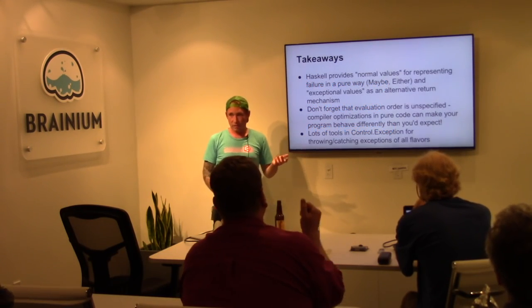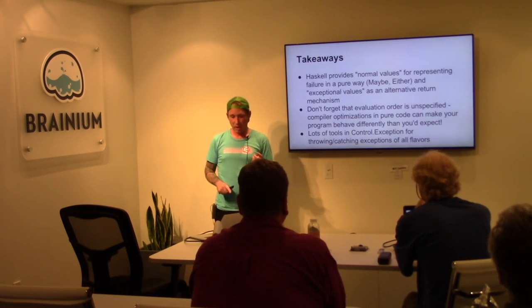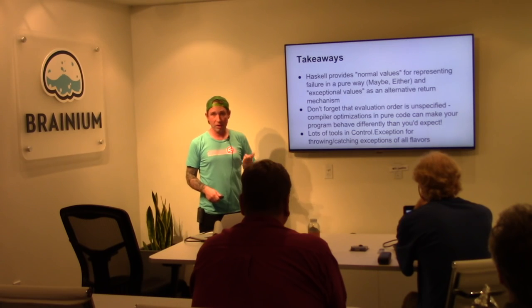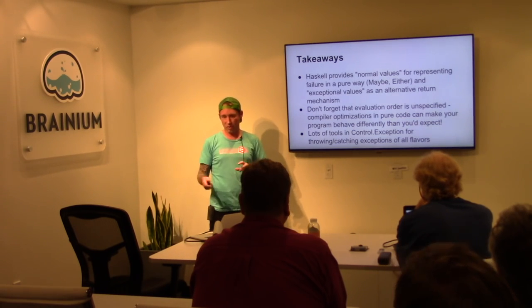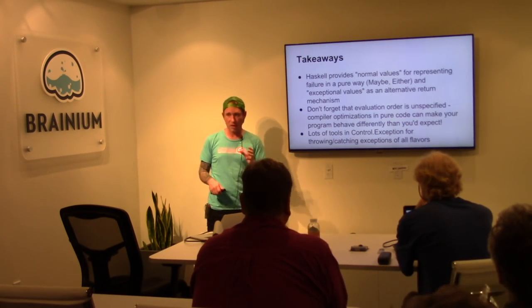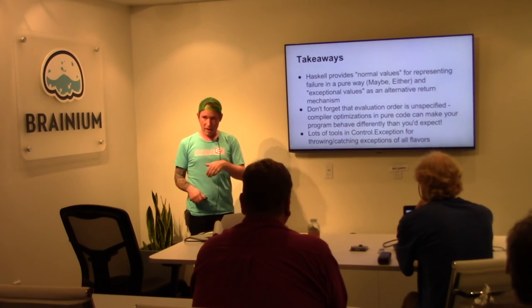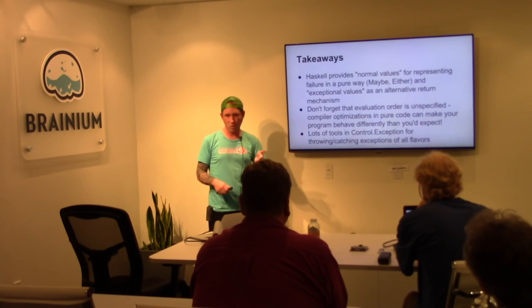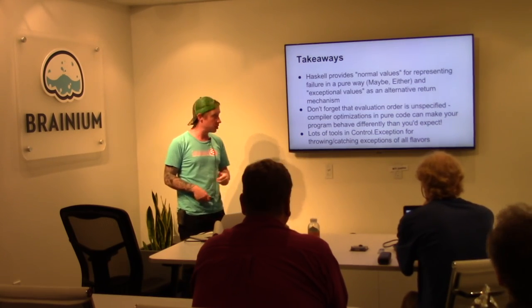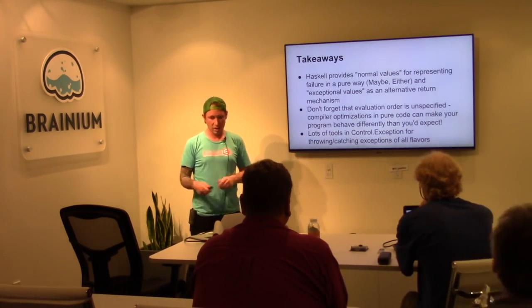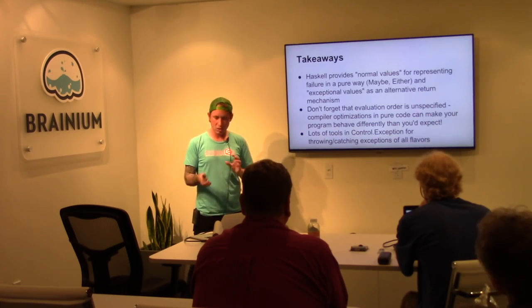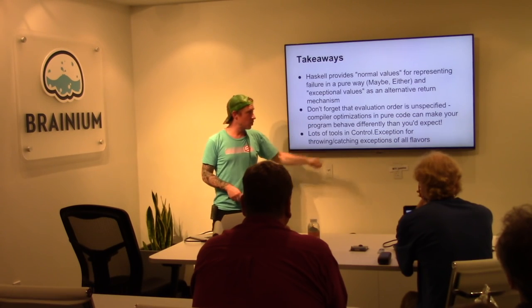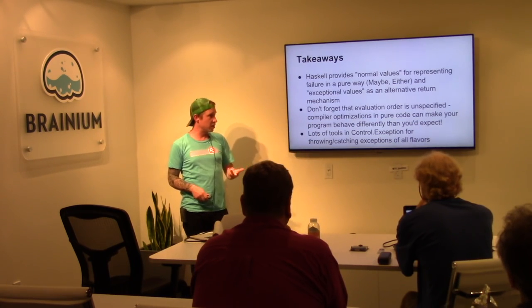Okay, so takeaways from this talk. Haskell gives you normal values like Either and Maybe to represent success and failure in a way that you would somewhat expect. You also have this exceptional value mechanism to signal out-of-band errors, and you have this idea of catching and throwing like you do in other languages. It just takes on a slightly different form. A thing to remember is that evaluation order in pure code is unspecified.